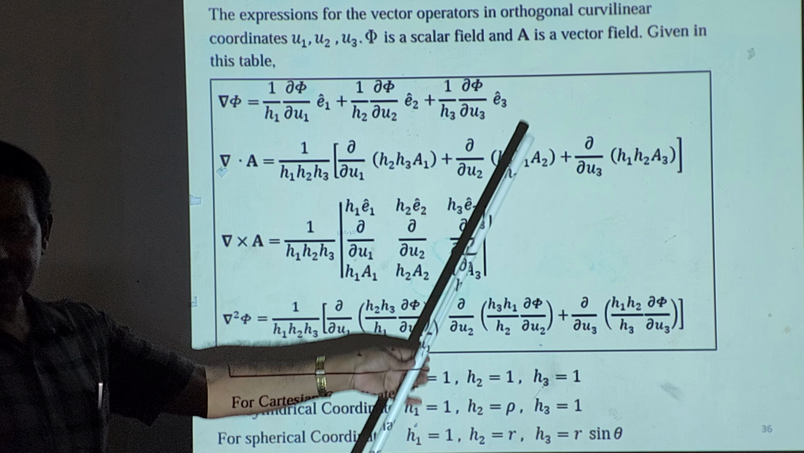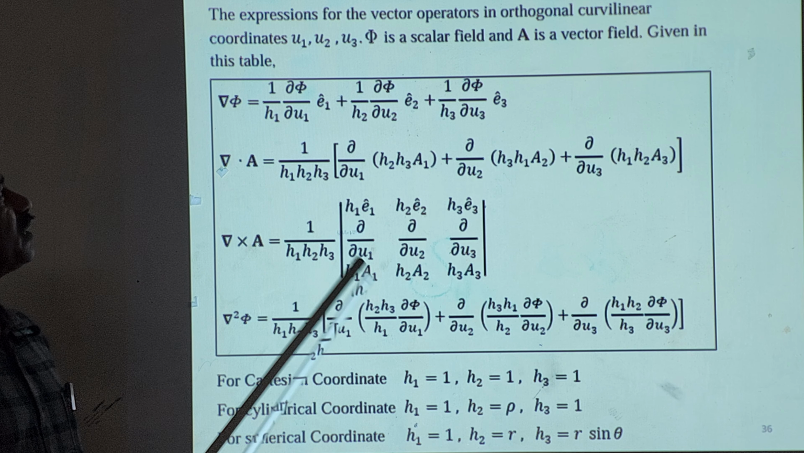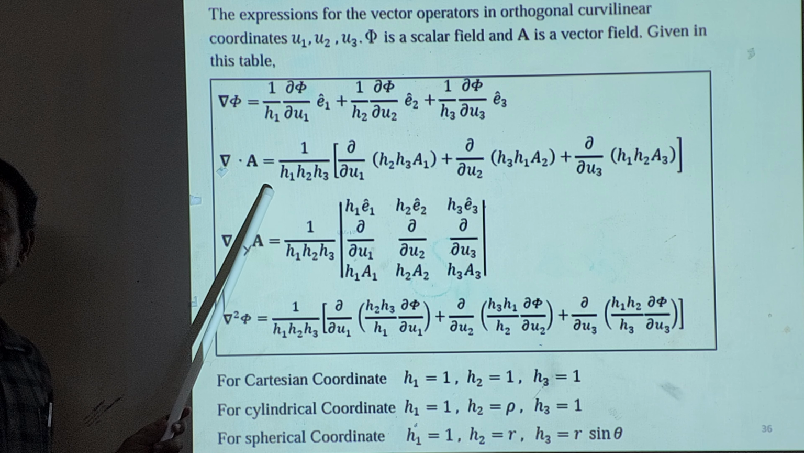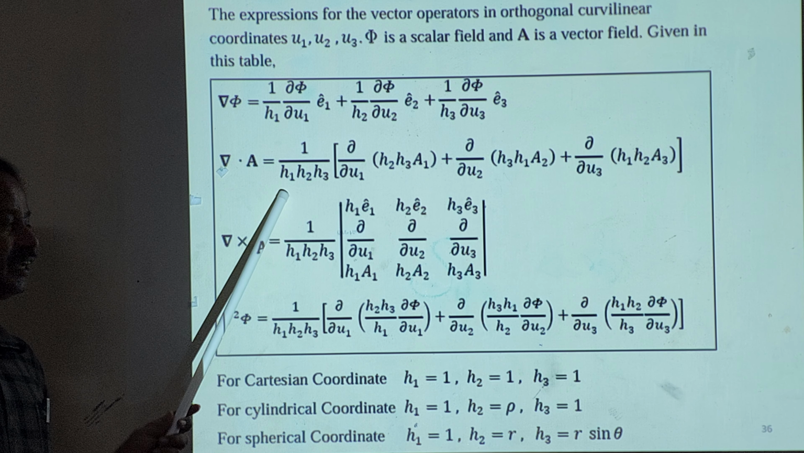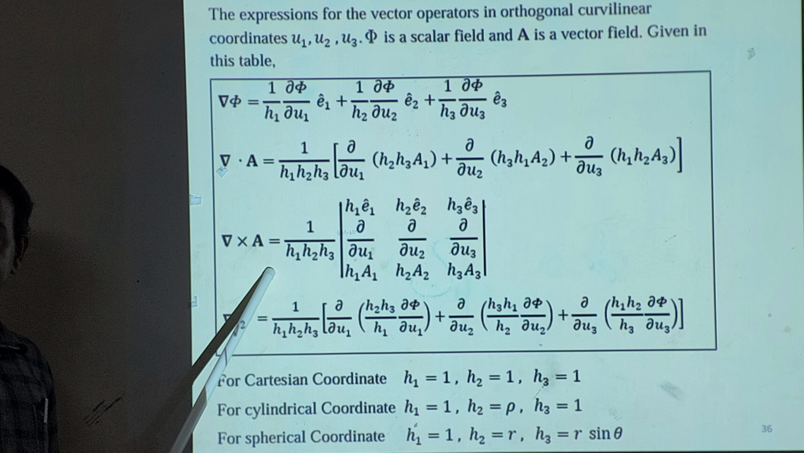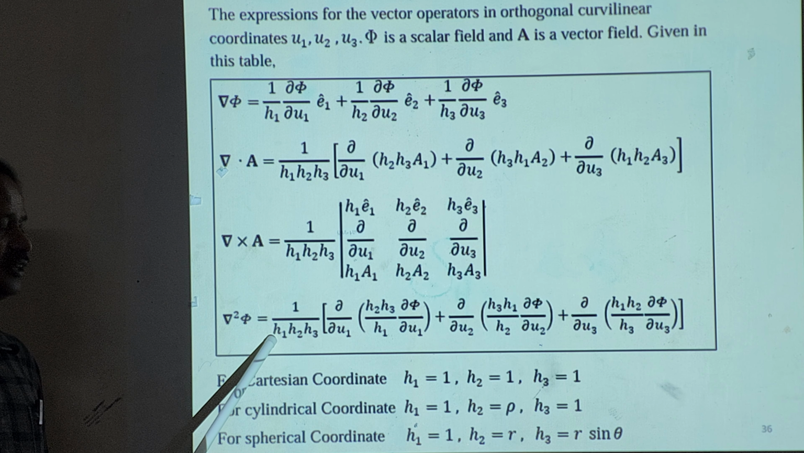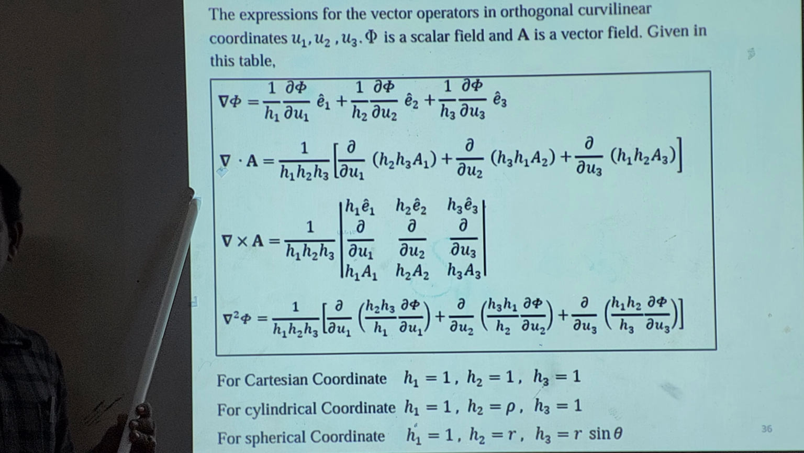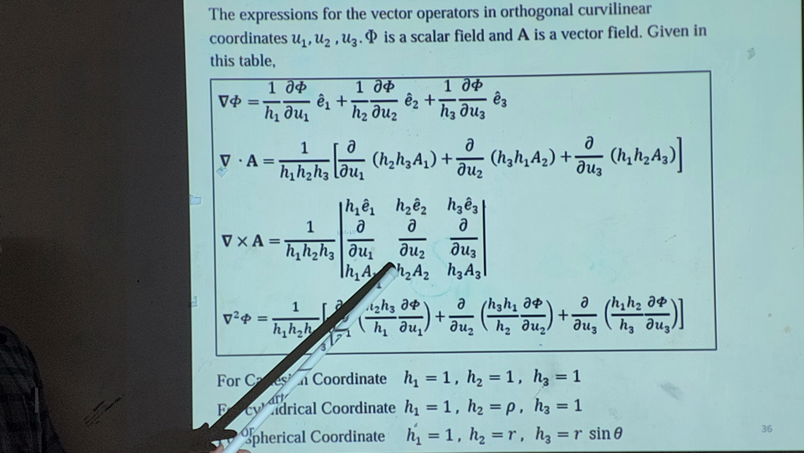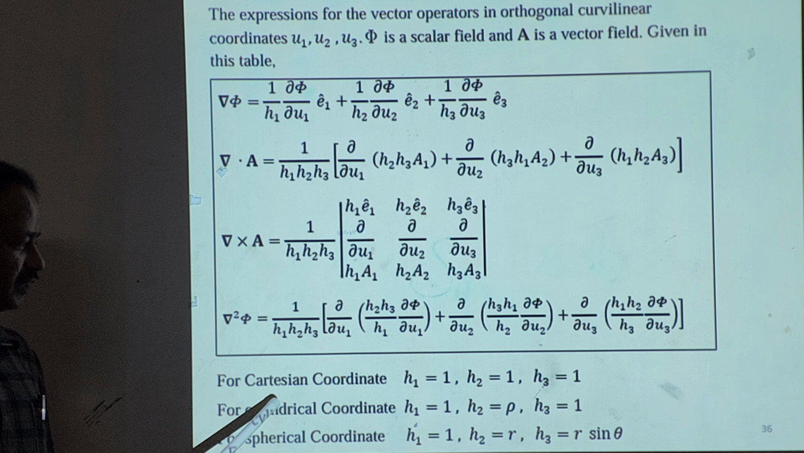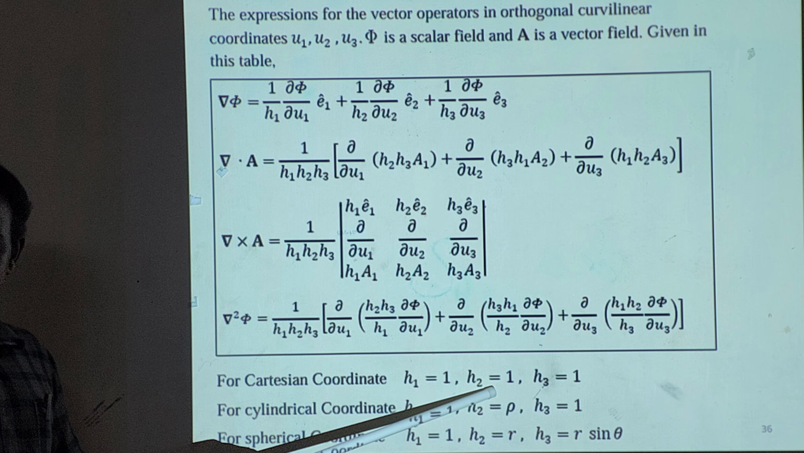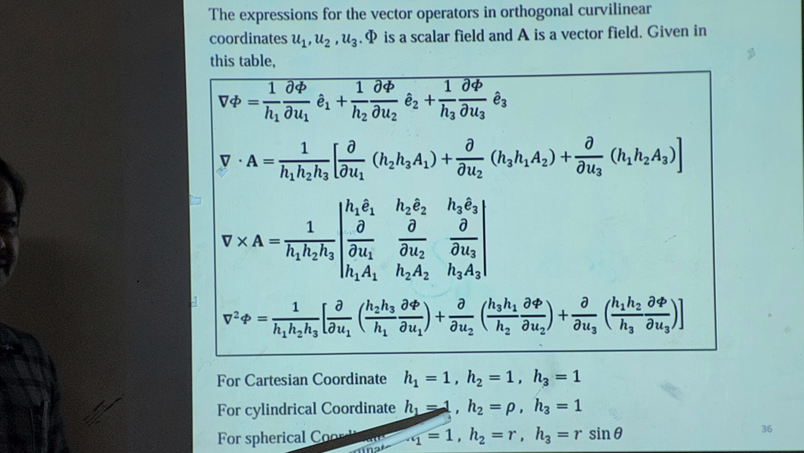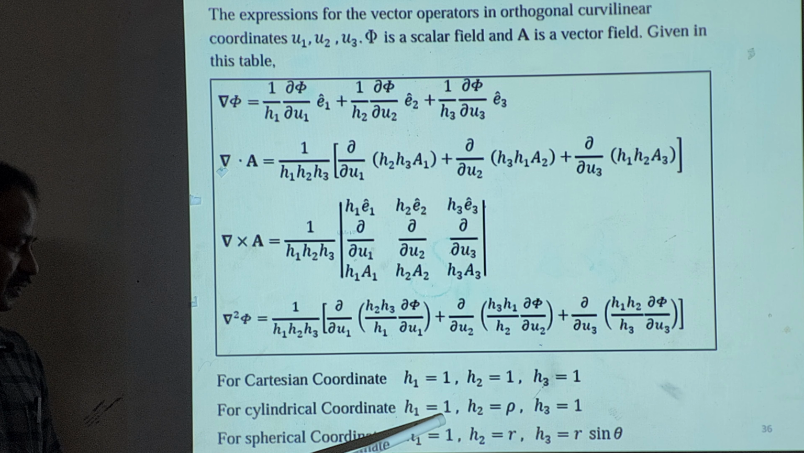Okay, and in total I have written it in a slide. This is the expression for your grad phi, this is the expression for your div A, this is the expression for your curl A, and this is the expression for your Laplacian. All four expressions for curvilinear coordinate systems. And for the Cartesian coordinate system, this condition is applied. And for cylindrical coordinates, which you are going to learn maybe in the next class, this one and this one.